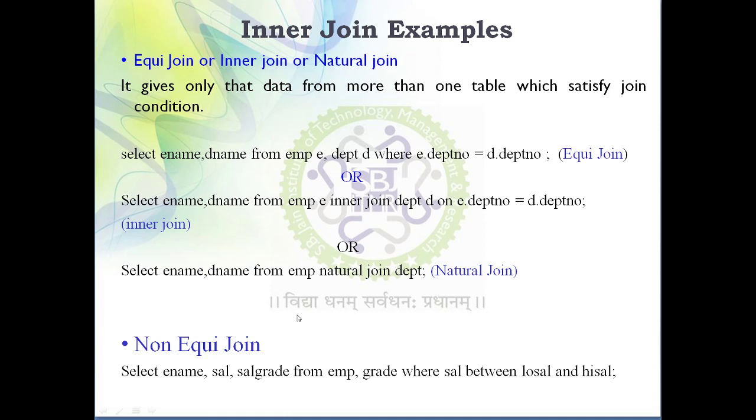Select ename, sal, grade from employee, grade. Sorry, here one mistake is there. I need to write select ename, sal, grade from emp, sal grade, where salary between low sal and high sal. That means it returns the data of employee name, salary along with the grade under which their salary belongs. Here I make use of a between clause. By using this I join these two tables. So this is an example of a non-equijoin.